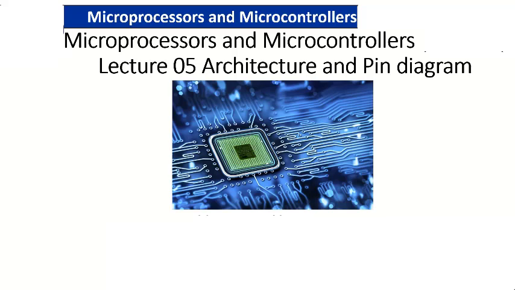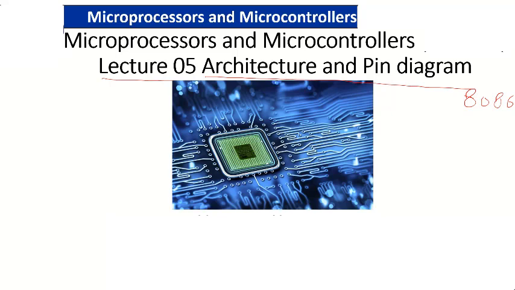Hello students. This is lecture 5, Architecture and the Pin Diagram of 8086. In the last lecture, we discussed the different types of operations performed by microprocessors. In detail, we studied the registers and the memory, and how these operations are performed. Now we are going to discuss the internal architecture of the 8086 microprocessor.